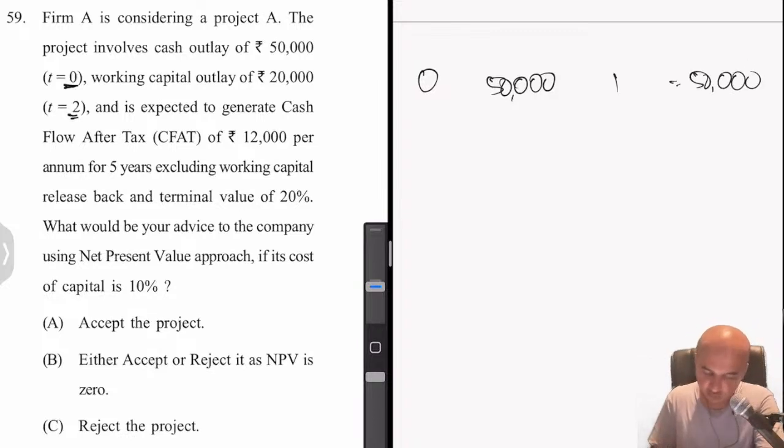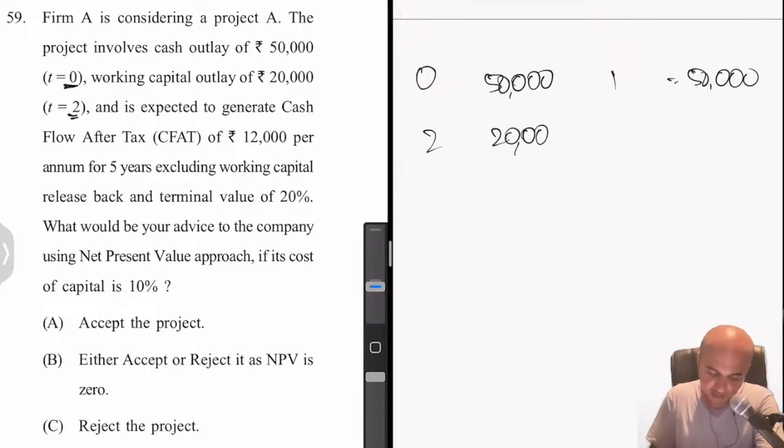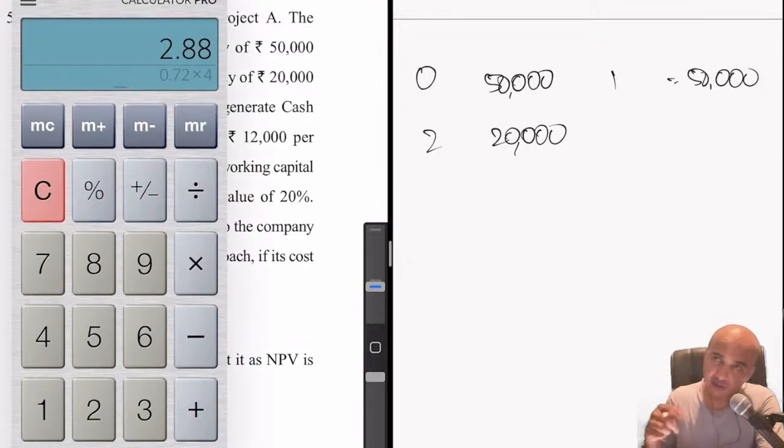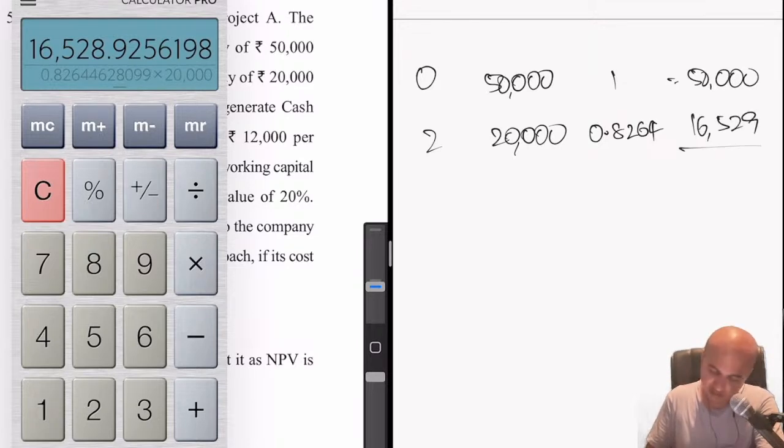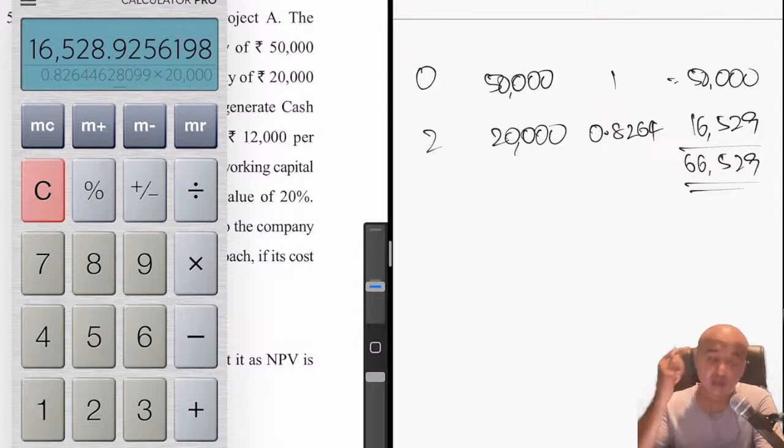But sometime in year 2 we are expected to spend 20,000, but 20,000 of year 2 will not be the same in today's terms, so they are looking at a cost of capital of 10%, no? So let us do that. 1 divided by 1.1 to the power of 2, first year, second year, so that means it will be 0.8264, this into 20,000, which will be 16,529. So 66,529 is the cash outlay. Cash outlay of what? Present value of cash outlay. Let it be there somewhere.